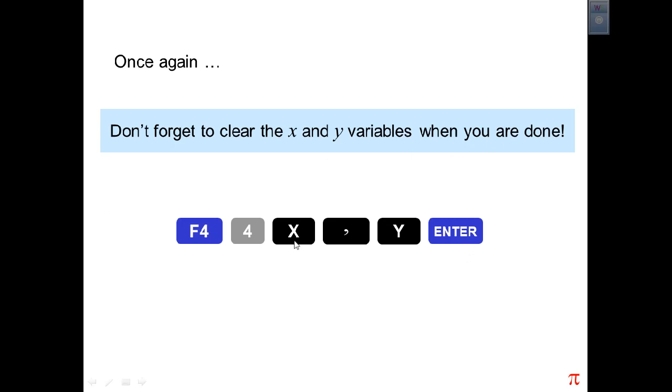And once again, if you happen to use this and store things as x and y, remember to clear those variables when you're done. If you don't, it will mess up calculations down the road. That's one of the reasons why I don't like storing them like this. You can do it if you want to. Just remember, clear them, please. All right, and that's all.